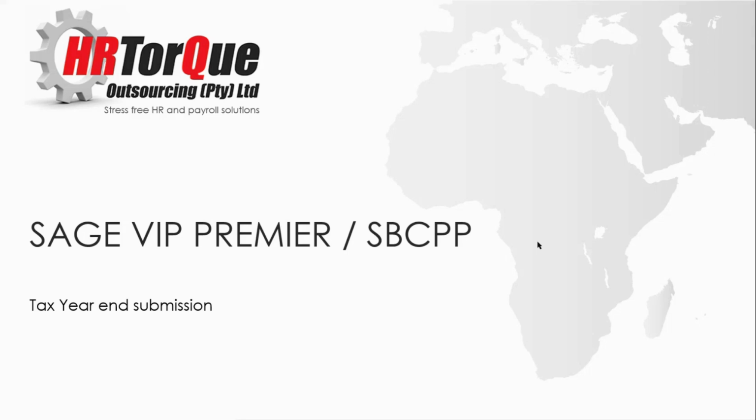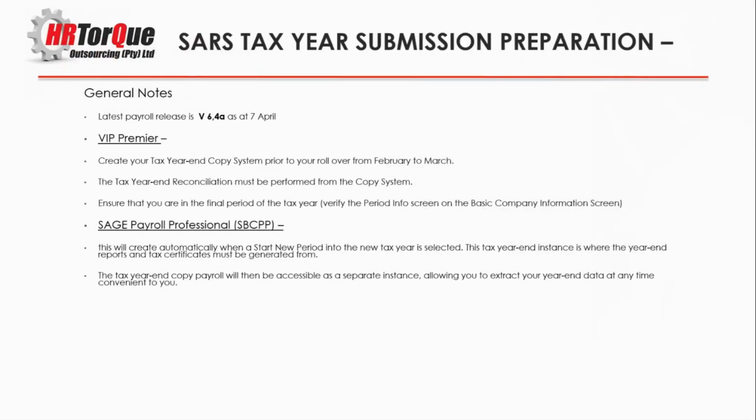Okay, let's go have a look at the first Sage product. As at the 7th of April, the release you should be on is 6.4a. Okay, so if you're on Premier or on VIP Classic, please make sure you've created a copy system. Your reconciliation has to be done from within that copy system. It can't be done in your live system. And ensure that you are actually in February, which goes without saying. But most importantly, make sure that that version is 6.4a.